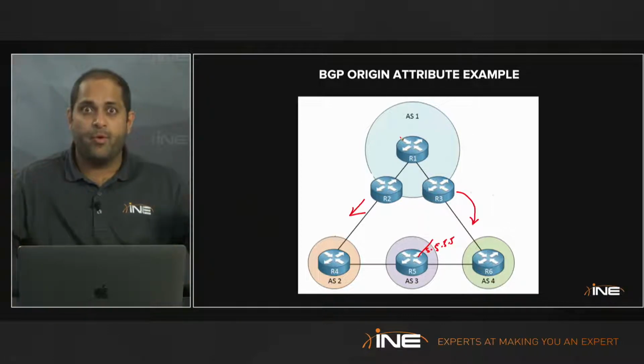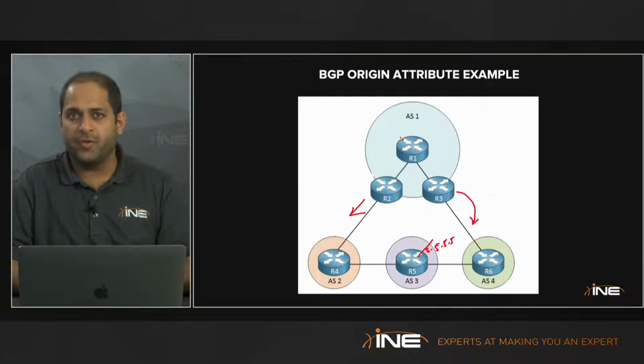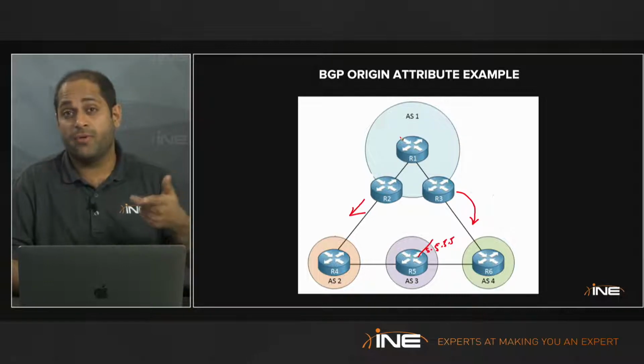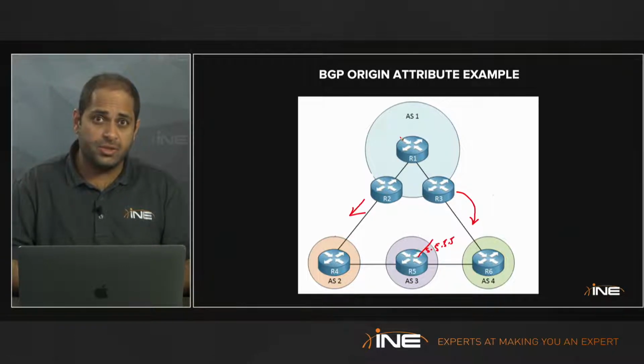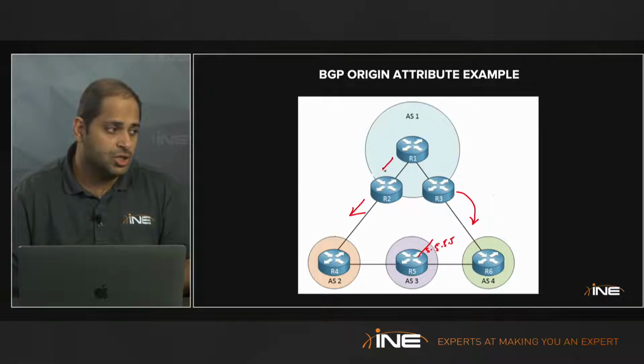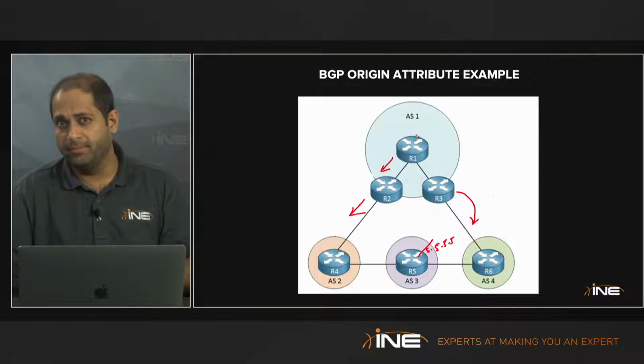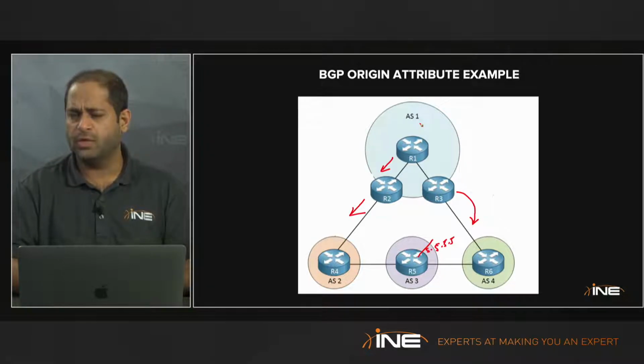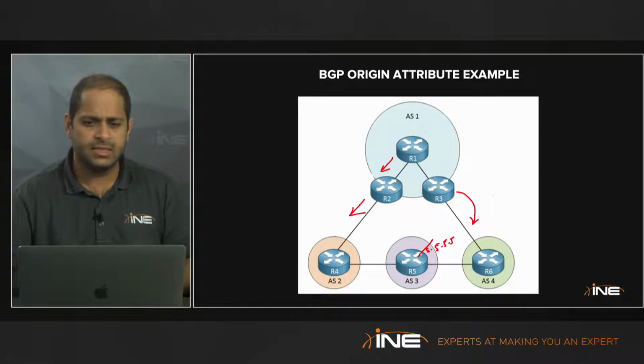So for R1, they both are iBGP neighbors, R2 and R3. So what's next? Router ID. Router ID of R2 is lower than R3, so R1 should be preferring R2 at this point of time. This should be my default setting. Let's go and verify this.